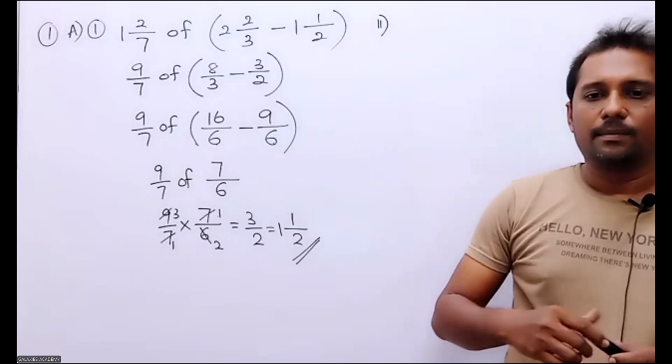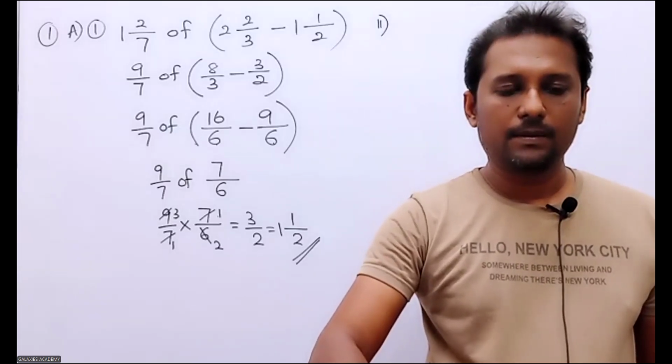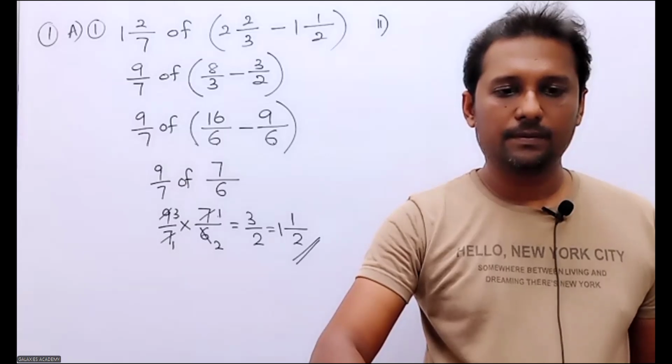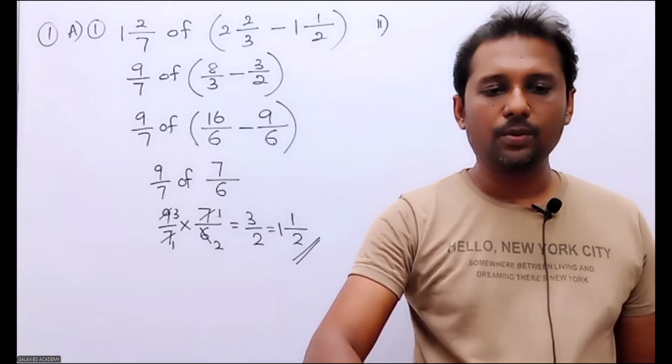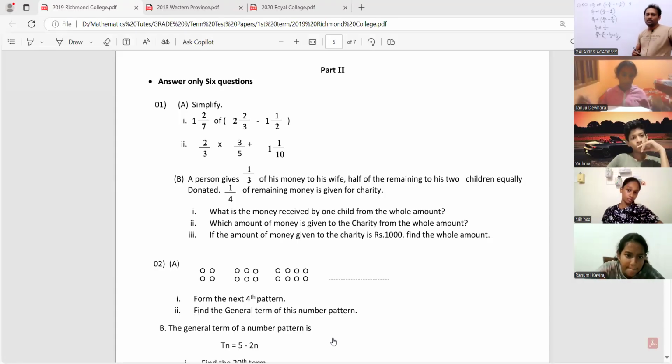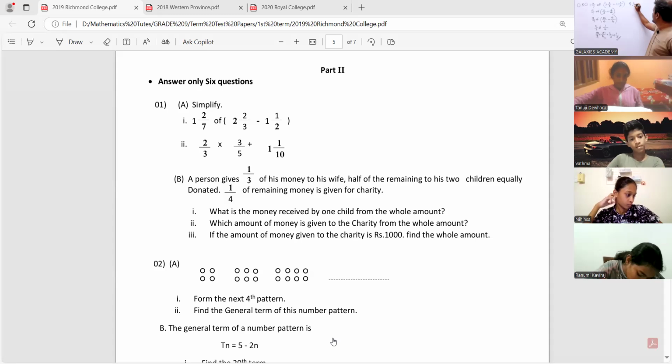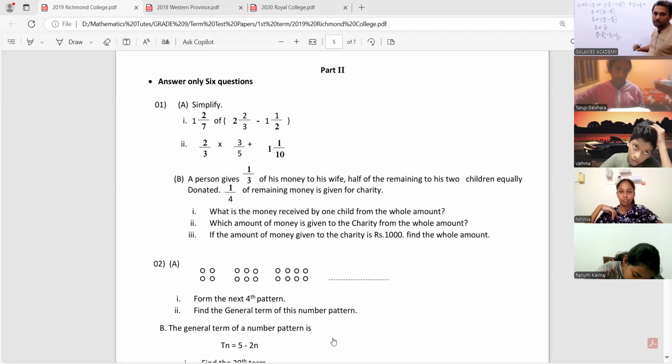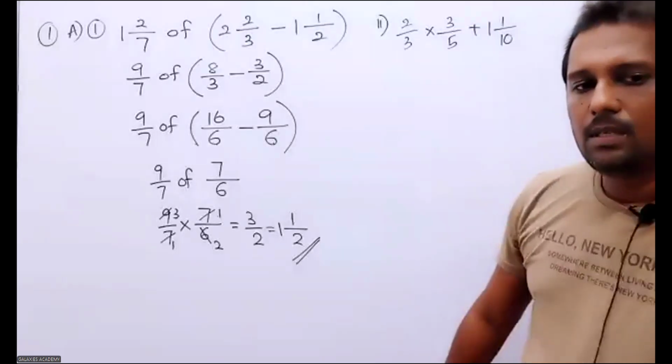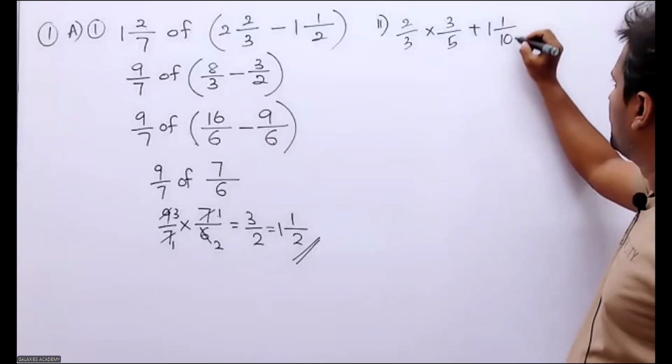Then let's go to Roman number 2. Roman number 2 is again from the fraction part. 2 over 3, multiply 3 over 5, add 1, 1 over 10. Right. Let's do it. First, I can convert this one into improper.